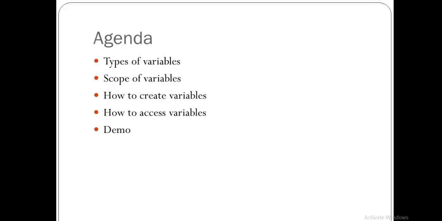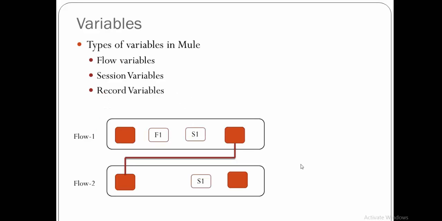Okay, let's get started. There are three types of variables available in Mule: flow variables, session variables, and record variables. We are focusing on flow variables and session variables only, as the scope of record variables is limited to batch processing. We are not concentrating on record variables now.